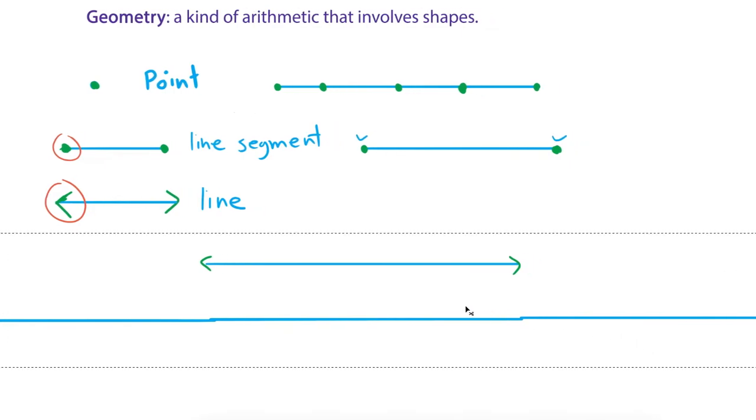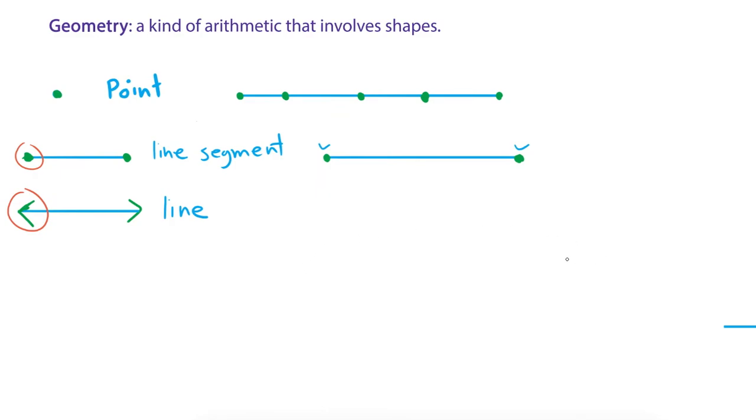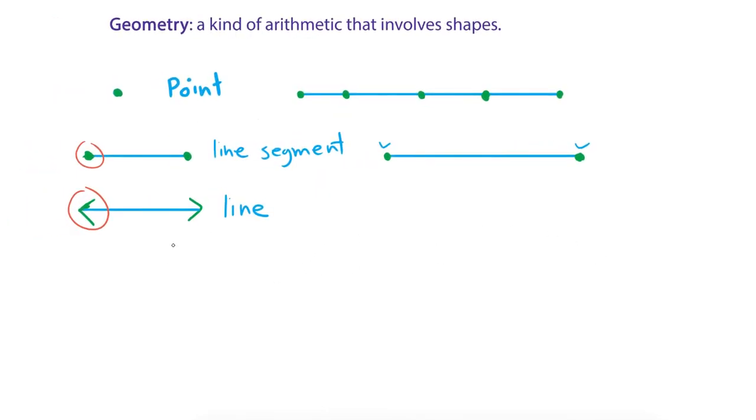All right, let me erase all this. Next important thing you need to know is a ray. So a ray is a combination of both the line segment and the line. I have a point at one end and an arrow at the other end. So this is called a ray, kind of like a ray gun. Some video games you might have a ray gun, or even like a sunshine, right? Let me explain it.